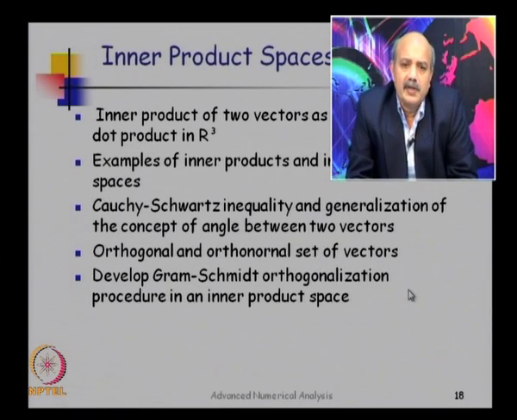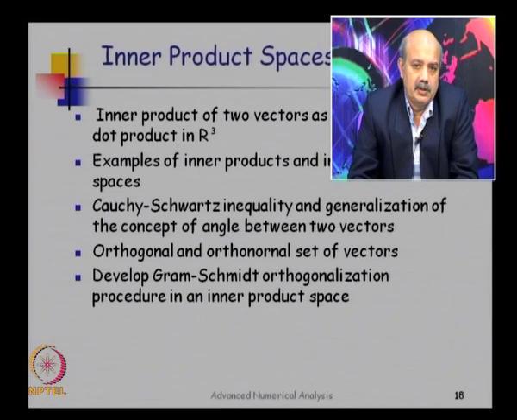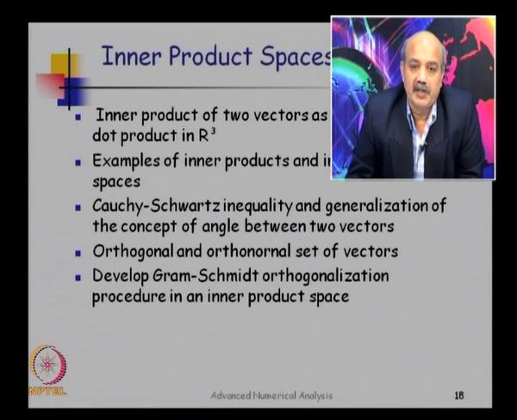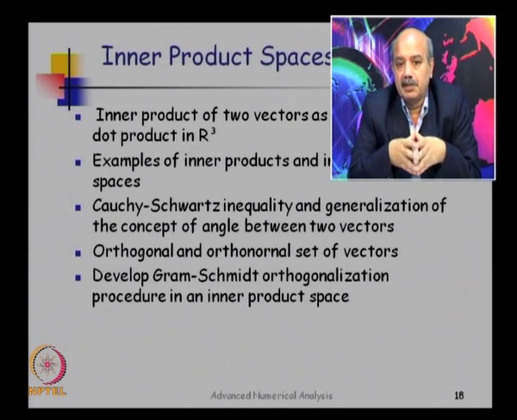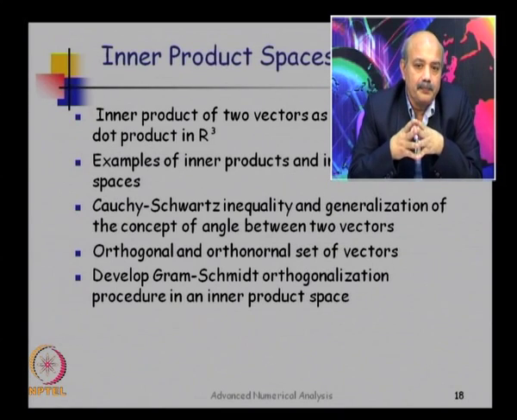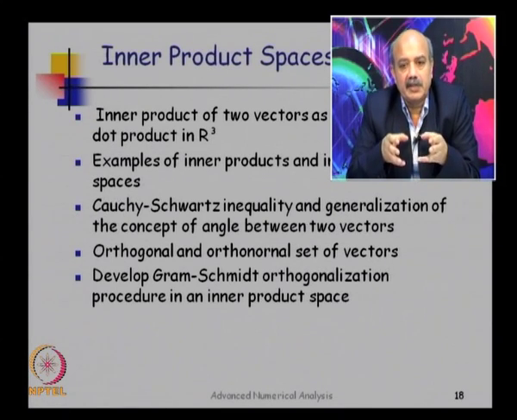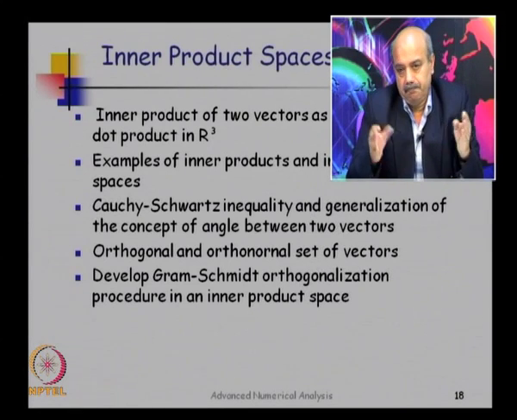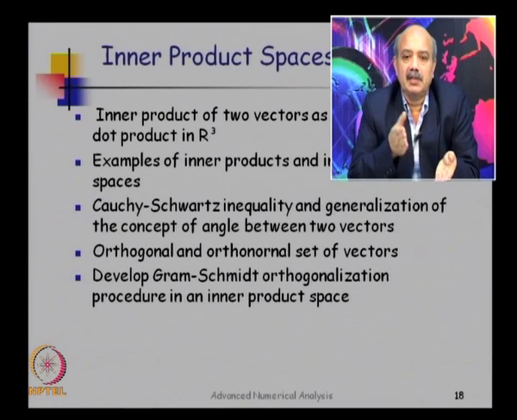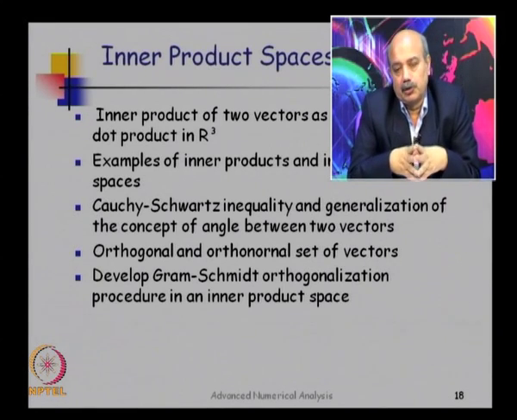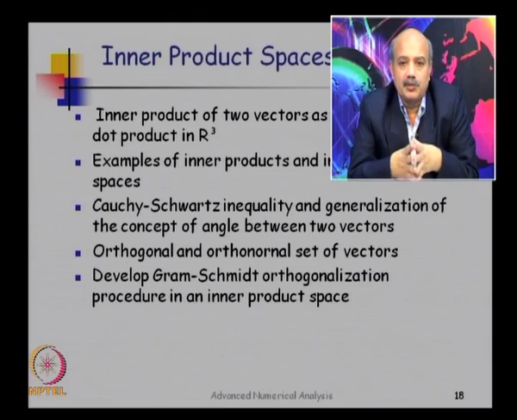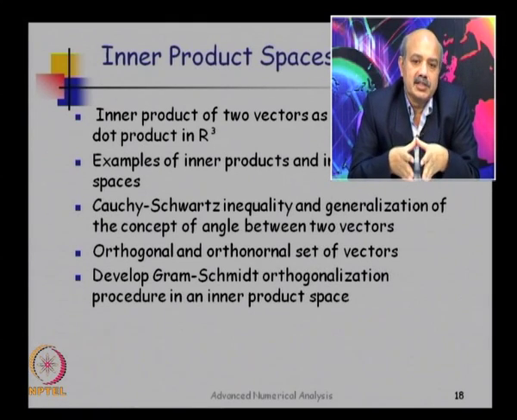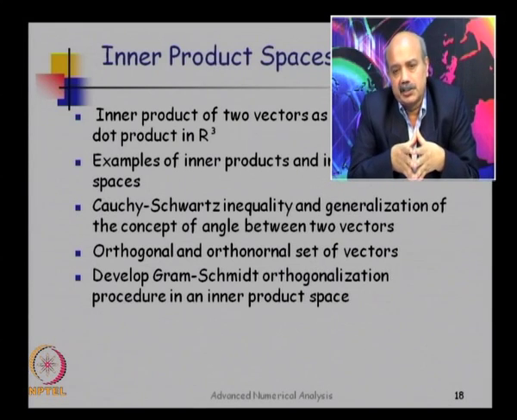Well, it is not always that you have a set of vectors which are orthogonal. But if you have a non-orthogonal set of vectors, then one can systematically construct a set of vectors that is orthogonal. For example, in three dimensions, you may have come across a method called Gram-Schmidt orthogonalization, where you start with three vectors which are not orthogonal, and starting from these vectors, one can systematically construct three new vectors which are orthogonal to each other. Constructing an orthogonal set from a non-orthogonal set is called Gram-Schmidt orthogonalization, and this we are going to study in a general inner product space.